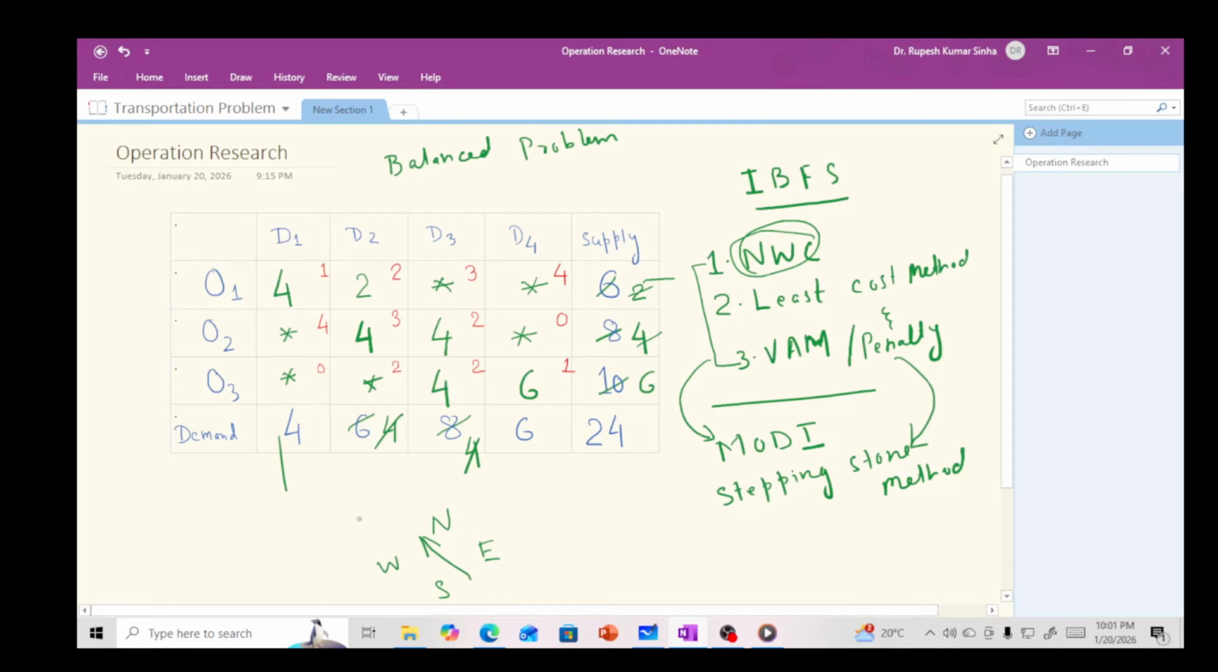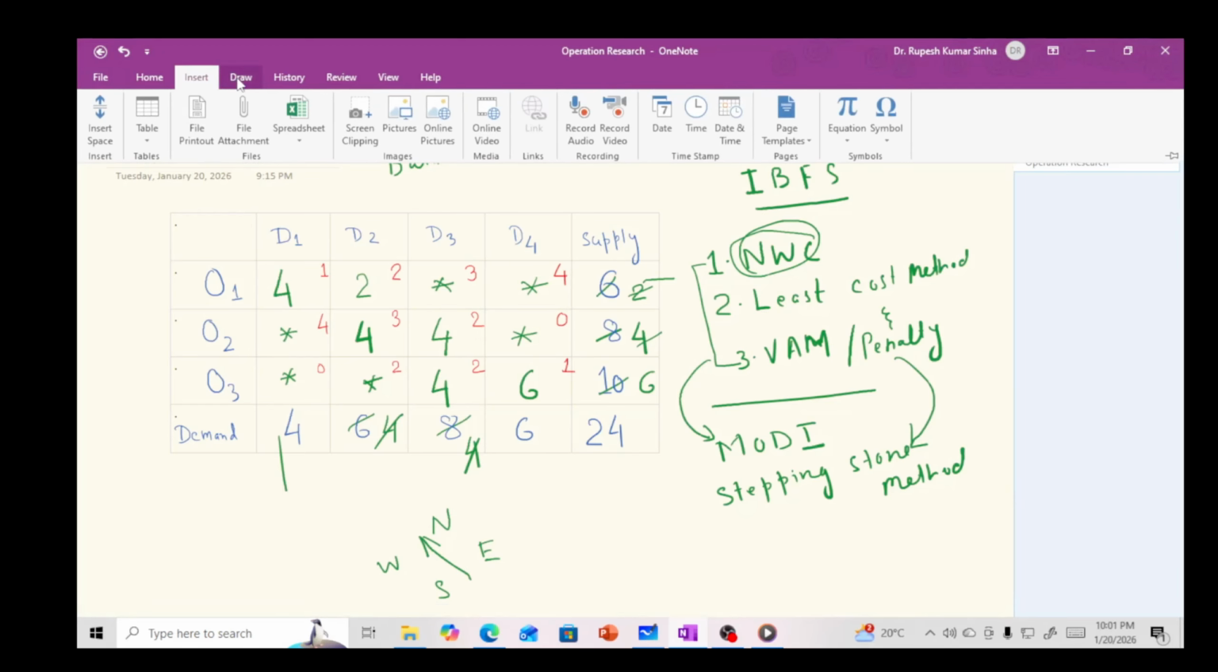Now how much total money are we spending for this? For this what do we need to do? Multiply this with the cost. Keep on multiplying and write it in one place. So let us write all these things. So I'm going to do that.